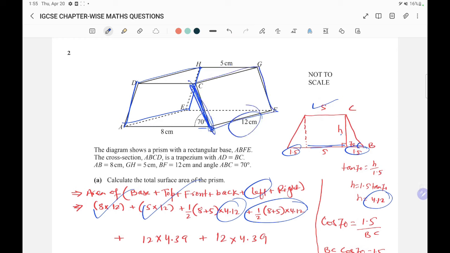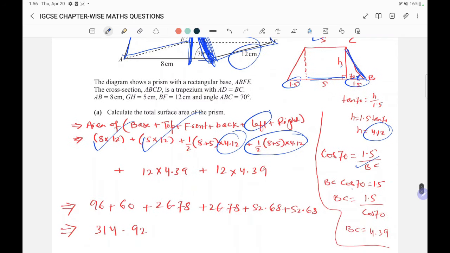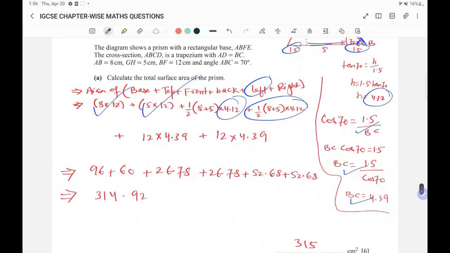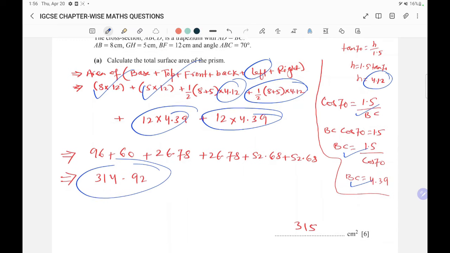So 12 times BC. So how will you find BC length? So again, here I found height, here I can find BC length, which is this. So you can apply over here cos. If you apply cos 70, then you can get 1.5 over BC. So BC times cos 70 is 1.5. BC is 1.5 over cos 70. BC is 4.39. Okay, so you got BC as well. Now 12 times 4.39. So left and right should be same. So just calculate everything properly. You will get 314.92.